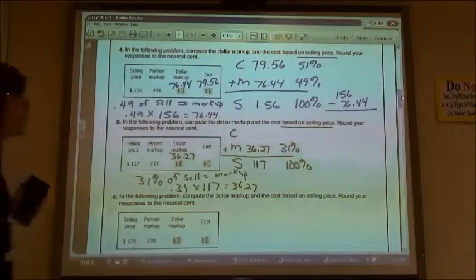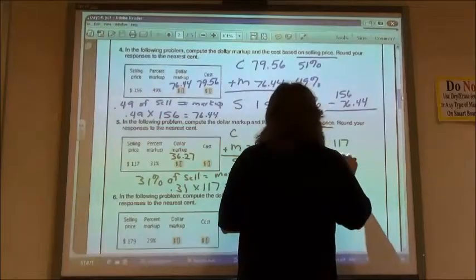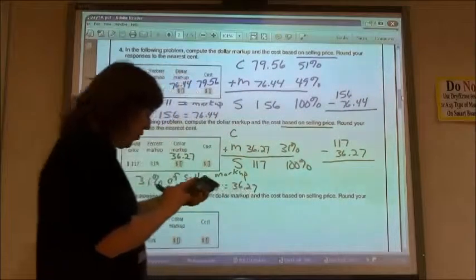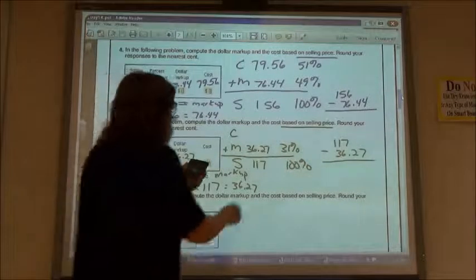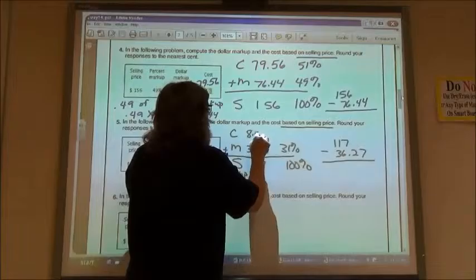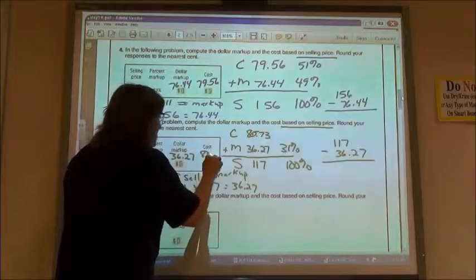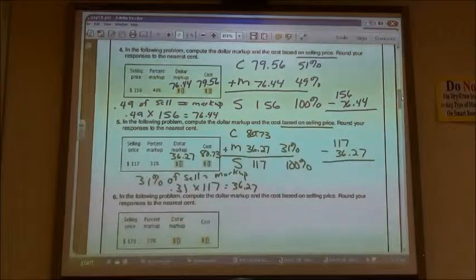In order to find my cost, the easiest way is just subtract 117 minus 36.27. So if I take 117, I subtract my 36.27, $80.73. $80.73 is my cost. So my dollar markup, $36.27, my cost, $80.73.